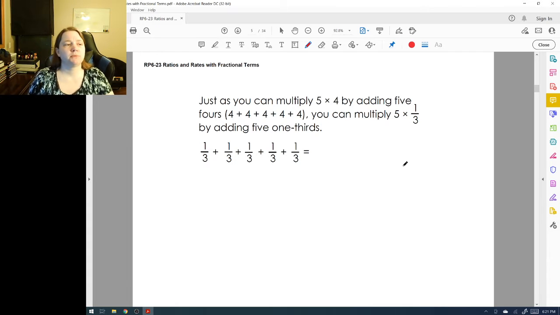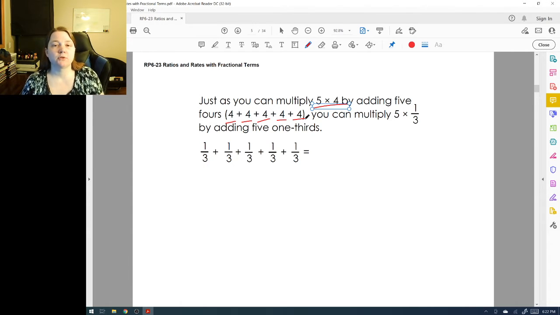Just like we can multiply 5 times 4 by adding 5 4s, we can multiply 5 times 1/3 by adding 5 1/3s. So 5 times 4 is the same as saying 4 5 times. 5 times 1/3 is the same as saying 1/3 5 times. 1/3 plus 1/3 plus 1/3 plus 1/3 plus 1/3.